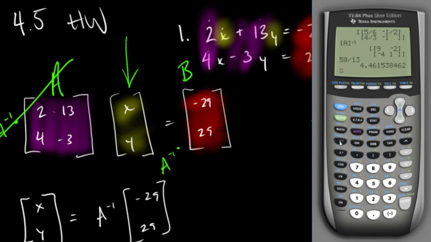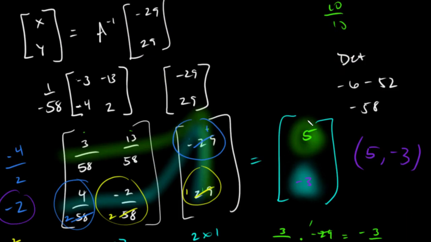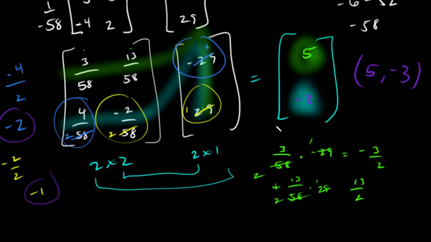So we want to go in here, pick out A, press the inverse button. Whoops, that's the squared button. So that's A inverse, and now we're multiplying that by B. So you go back in and put in B. Look at that, 5, negative 3. So we ended up getting the same answer. It just took like 1/10 of the time.